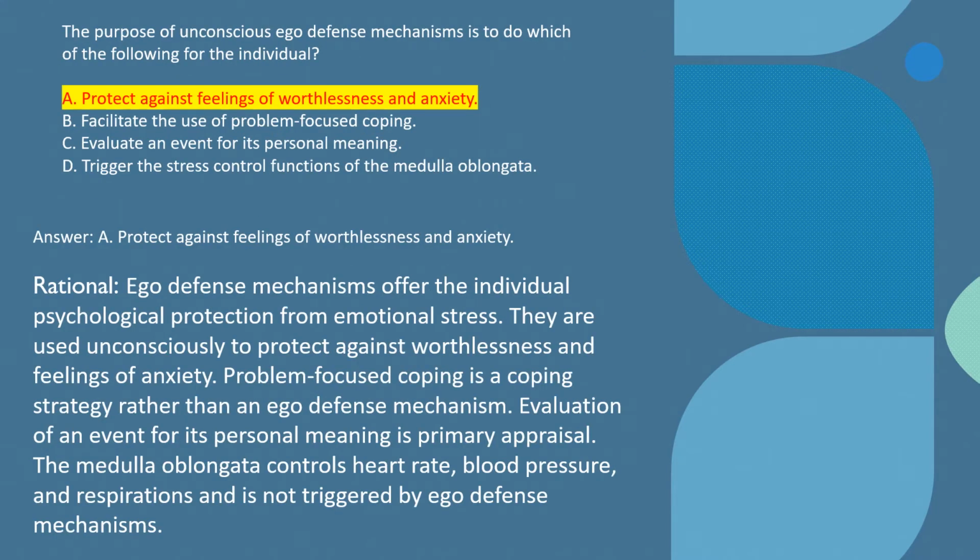Answer. A. Protect against feelings of worthlessness and anxiety. Rationale. Ego defense mechanisms offer the individual psychological protection from emotional stress. They are used unconsciously to protect against worthlessness and feelings of anxiety. Problem-focused coping is a coping strategy rather than an ego defense mechanism. Evaluation of an event for its personal meaning is primary appraisal. The medulla oblongata controls heart rate, blood pressure, and respirations and is not triggered by ego defense mechanisms.